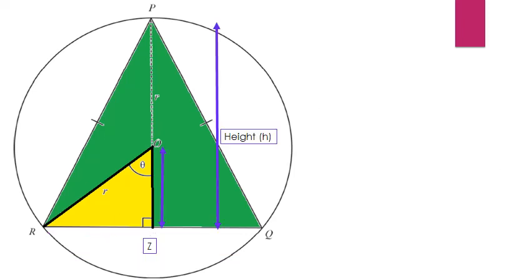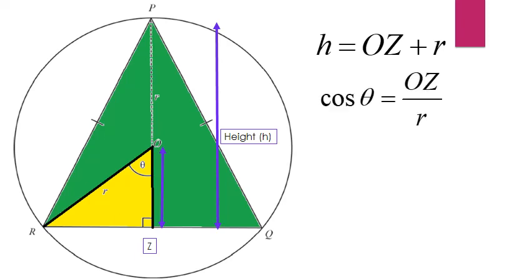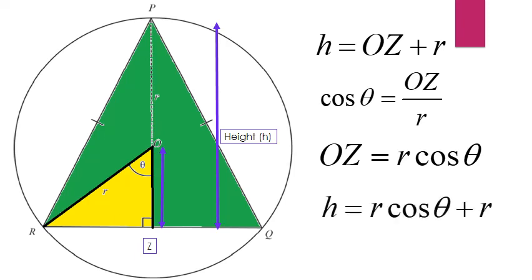With the base done, let's get the height. The height can be defined with this equation, which is h equals OZ plus R. With that, we want to find OZ. So cos theta equals OZ over R. So we rearrange to get OZ equals R cos theta. And finally, the height is just equal to R cos theta plus R.